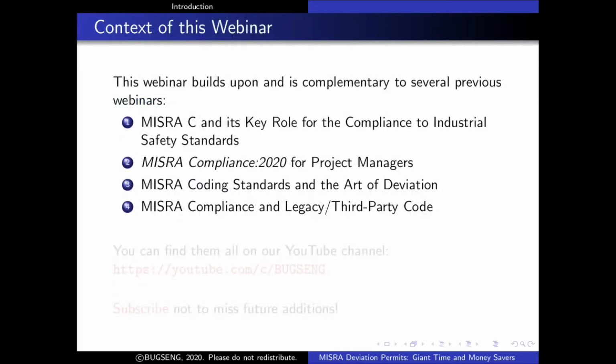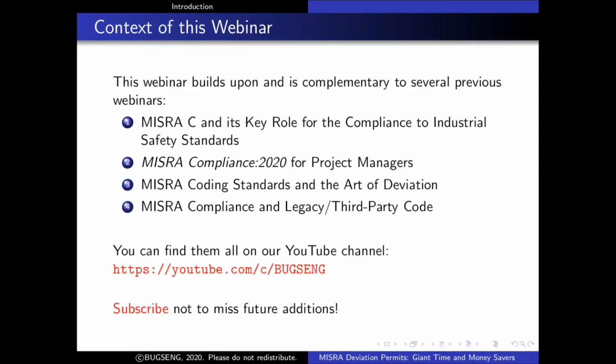So let us start by giving some context. This webinar, of course, builds upon and is complementary to other webinars we have already given. In particular, it assumes that you know something about MISRA C and its role in compliance to industrial safety standards, what it means for a project to be MISRA compliant, what the deviation process is, and under what conditions some code can be considered adopted. So, for example, legacy and third-party code. I have tried to make this webinar self-contained, but if you feel you have missing bits, you can find all the webinars on our YouTube channel, and the suggestion is to subscribe so as not to miss future editions, because the channel is populated by other material other than the webinar recordings.